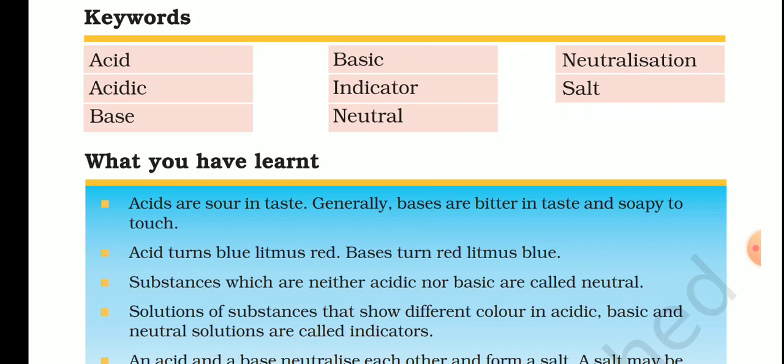Students, we also studied some substances that contain acids, which you need to remember. For example, acetic acid in vinegar, formic acid in ant sting, citric acid in citrus fruits, lactic acid in curd, oxalic acid in spinach, and ascorbic acid, or vitamin C, in amla and some citrus fruits. I hope the keywords are clear to you. Now let's move on to what you have learnt.